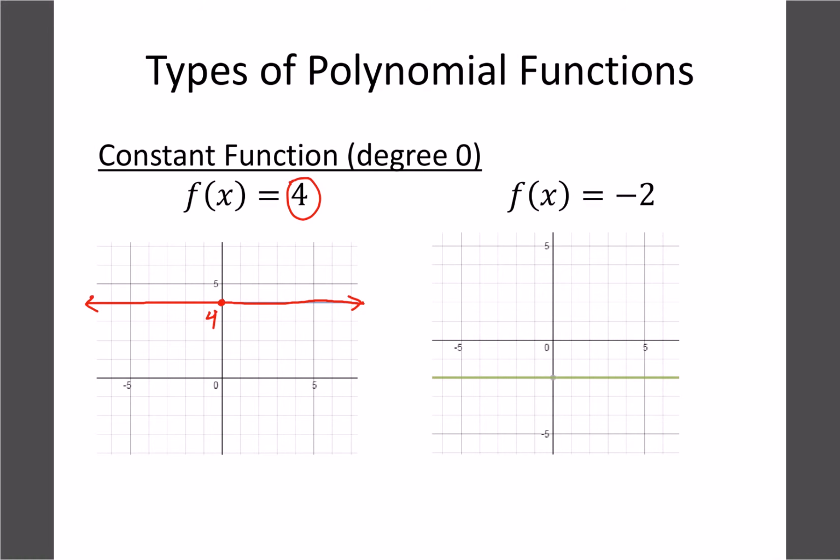Our leading coefficient in this case is also 4, which is positive, so that means the line is above the x-axis. And you can see over here when we have y equals negative 2, we have a constant line going through negative 2, but because it's negative, it's now down below. Constant graphs we're not going to do a lot of, so they're not really that big of a deal, but they do show up once in a while.